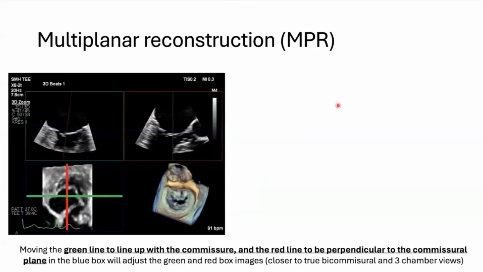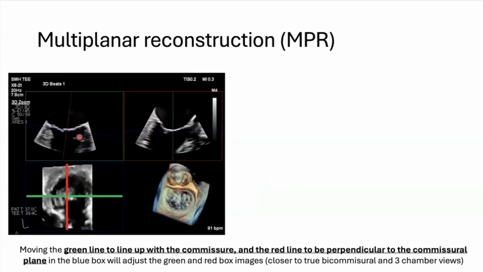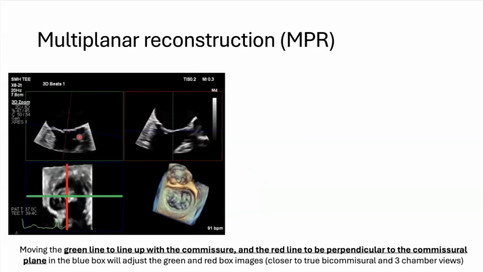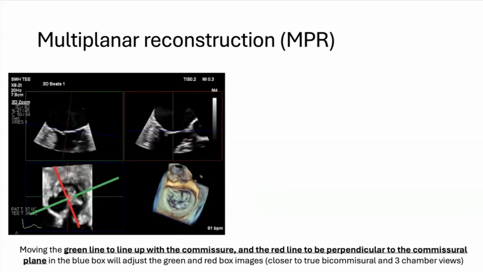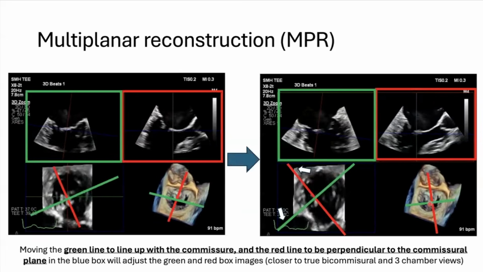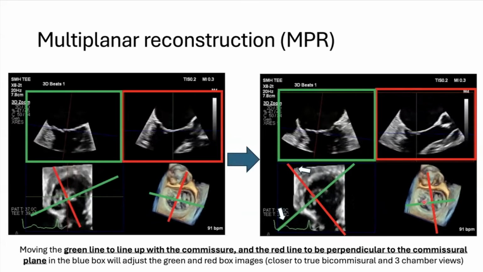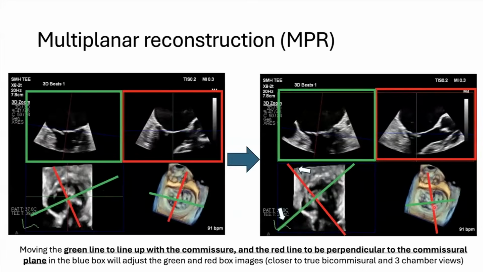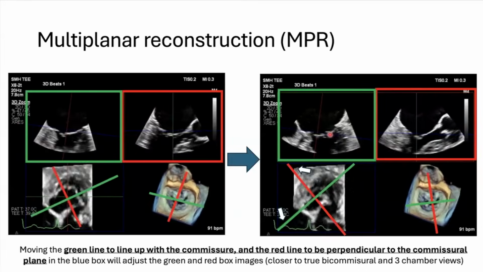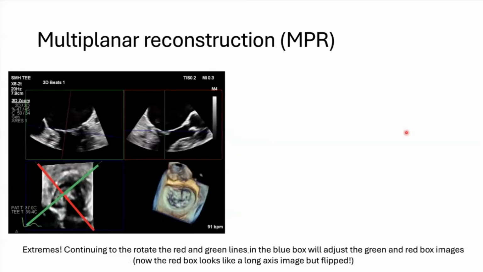And then let's say we're not happy with our bicom view here. This isn't really a good bicom. We can do better than this, and we want to fix that. Well, one of the ways we can fix that is by rotating our planes in the blue box, so that now this green line is truly lined up, is parallel to the commissural plane, and the red line is more perpendicular to the commissural plane. And this produces a better bicom, and we'll get this looking better in just a minute.